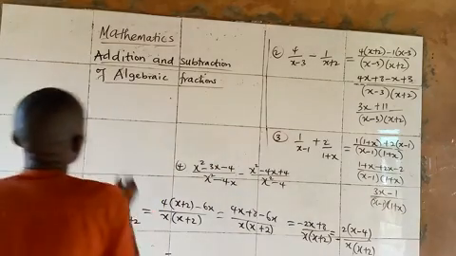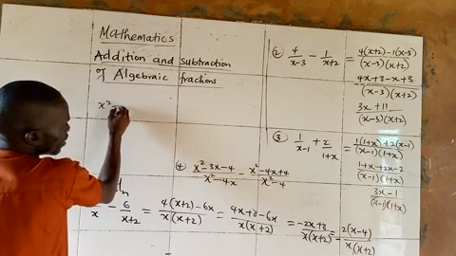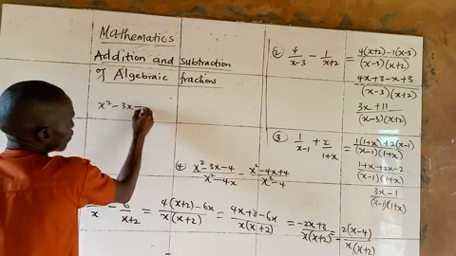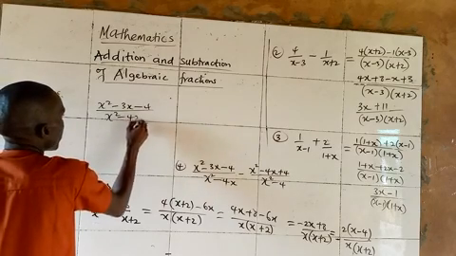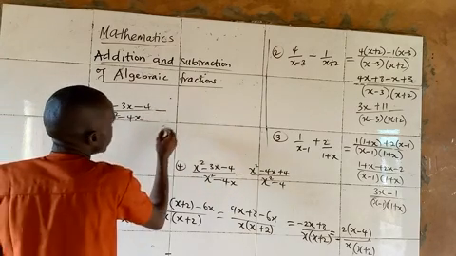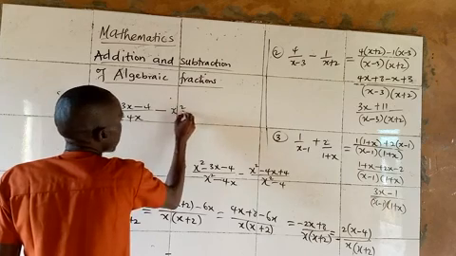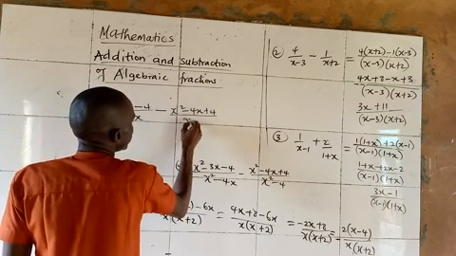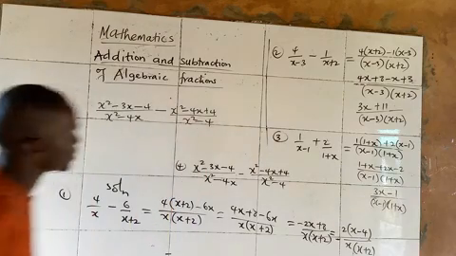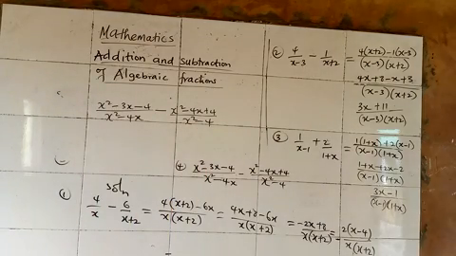They say question 4 is s squared minus 3s minus 4 all over s squared minus 4s, and also minus s squared minus 4s plus 4 all over s squared minus 4. I hope you can see that. That's what we have there.